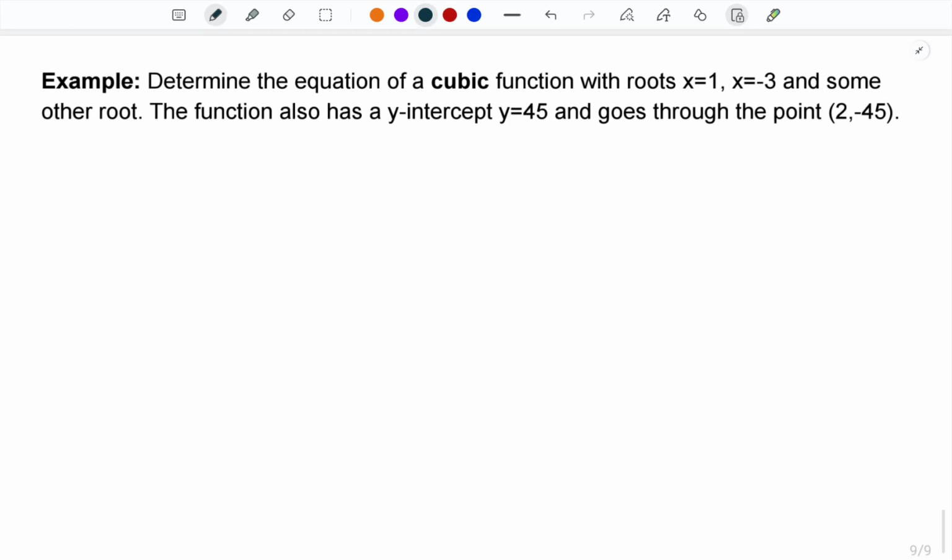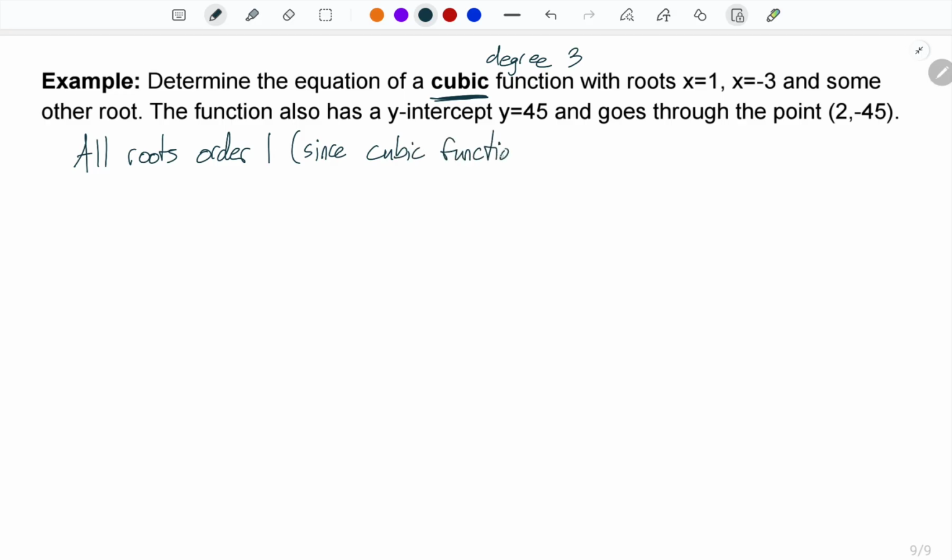Let's take a look at this last one. Let's determine the equation of a cubic function, so keep in mind what the degree of a cubic is. Degree 3. With roots x equal to 1, x equal to -3, and some other root. Okay, so we have 3 roots there, and we have a cubic of degree 3, so that actually tells us that all the roots are order 1, since it's a cubic function with 3 roots. Okay, and we have a y-intercept of y equal to 45, and we go through the point (2, -45).